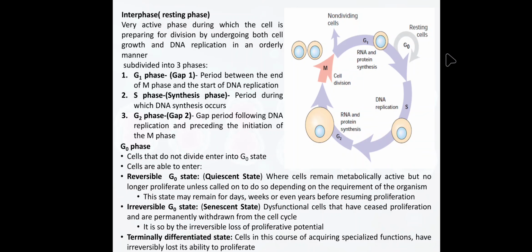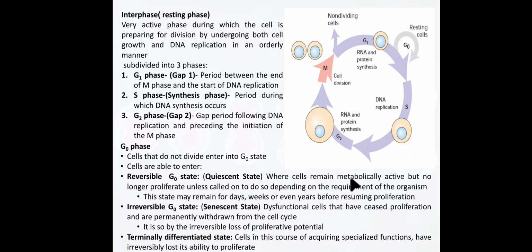There is another G0 phase where the cell does not divide. They enter into G0 state. It is a resting cell. Almost all of the cells in our body are in resting phase. It can be in resting state for a week, for a month, for a year. There are three states: reversible G0 state, which is known as quiescent state; irreversible G0 state, that is senescent state; and terminally differentiated state.